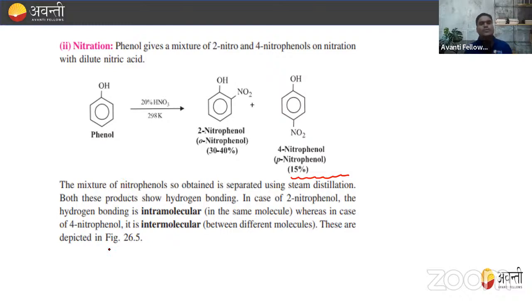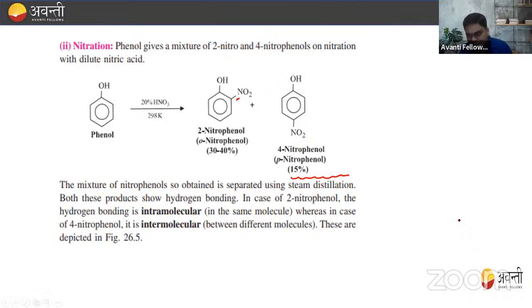Now both these products show hydrogen bonding. ठीक है, दोनों प्रोडक्ट हाइड्रोजन बॉन्डिंग को शो करते हैं. In case of 2-nitrophenol, here ortho, it will show intramolecular. So what do you mean by intramolecular or intermolecular hydrogen bonding? Can anyone explain me? JNV Rajkot?